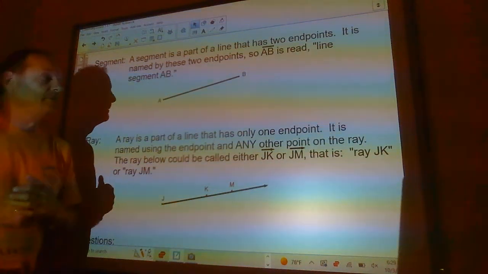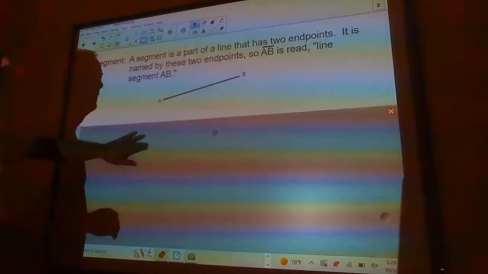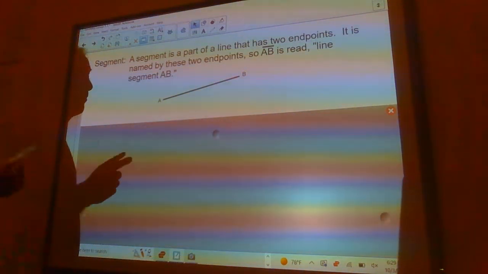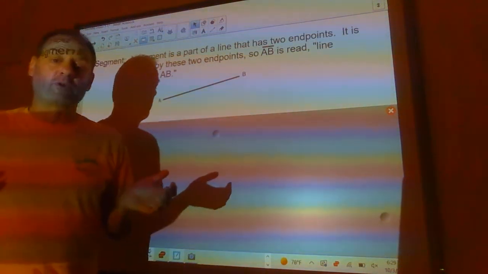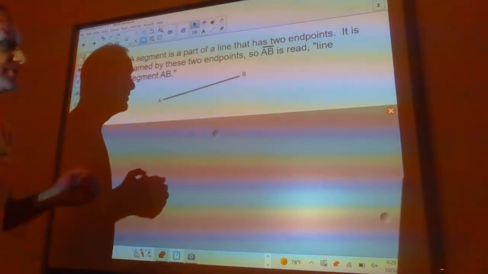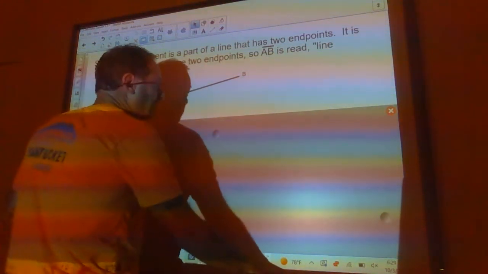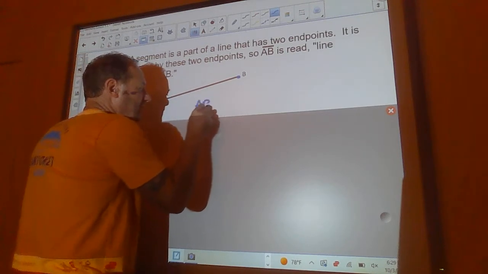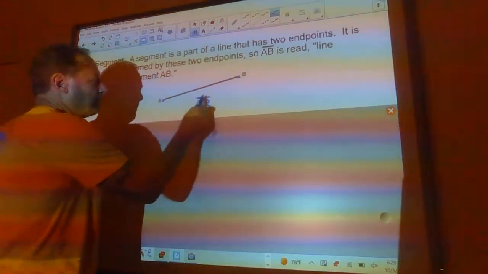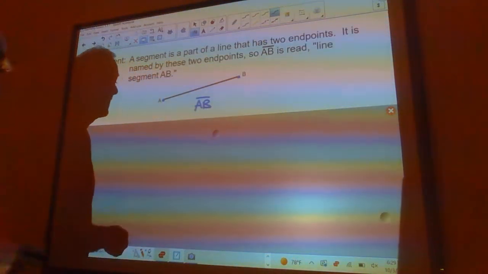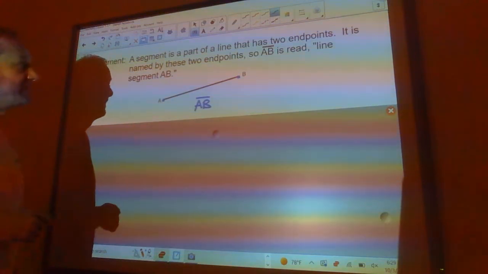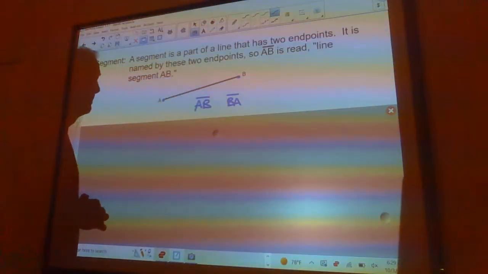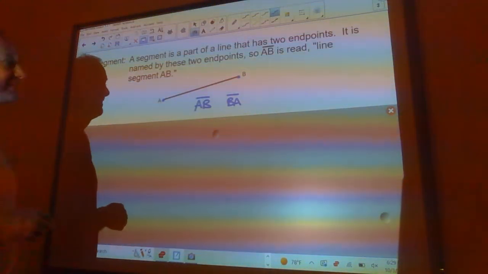All right, a segment. A segment is a part of a line that has 2 endpoints. It's always named by the 2 endpoints. It's not like a line where you can pick any 2 points on the line and name it. The segment must be named by the endpoints. So I've got a point B right here, I've got a point A right here. So this would be segment AB. And notice I have put a bar above it. That means that it's a segment. It starts at A, it ends at B. Now I could call this segment BA if I wanted to. It wouldn't matter, because it's the same piece.